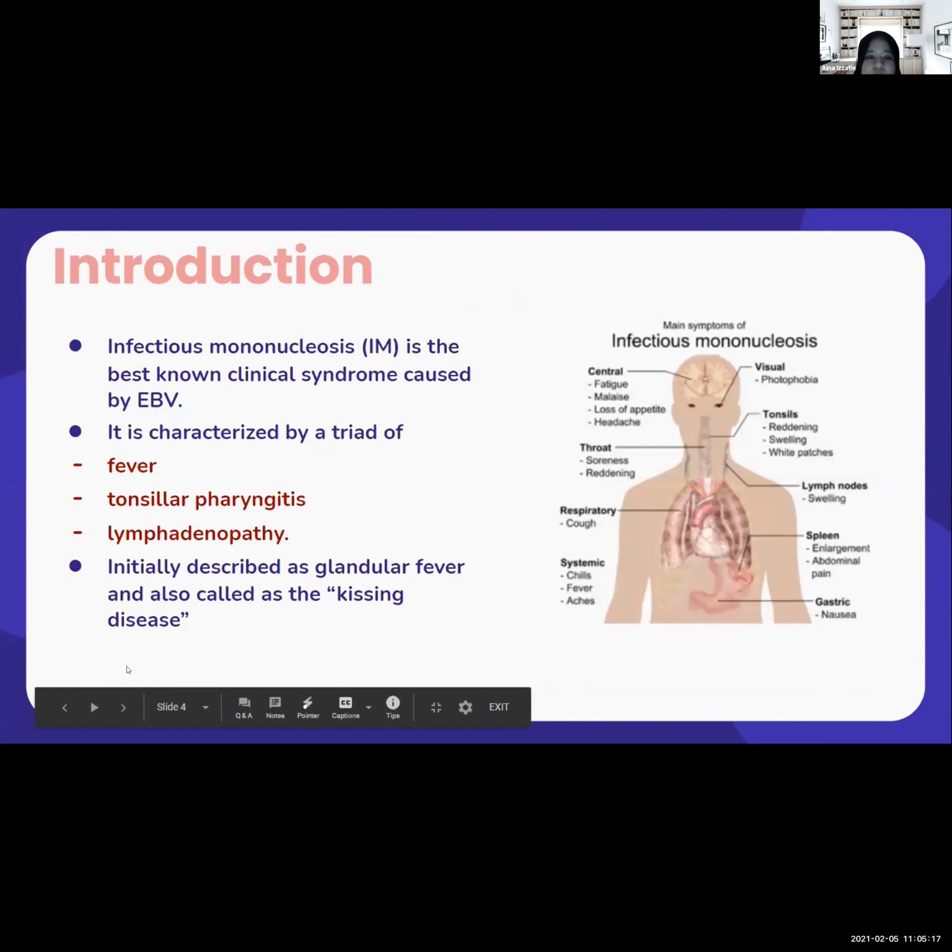Okay, so what is infectious mononucleosis? It is the best known clinical syndrome caused by Epstein-Barr virus, and it is characterized by a triad of fever, tonsillar pharyngitis, and lymphadenopathy. It is initially called glandular fever, but it is also called the kissing disease because the mode of transmission is through oral secretion.